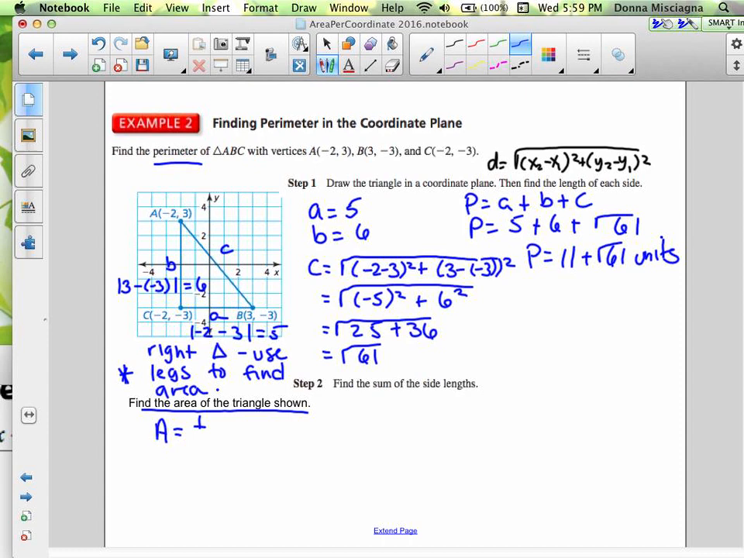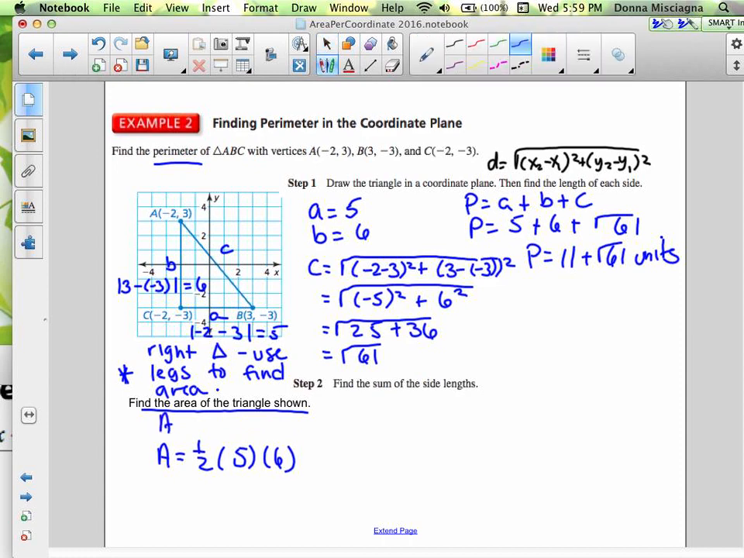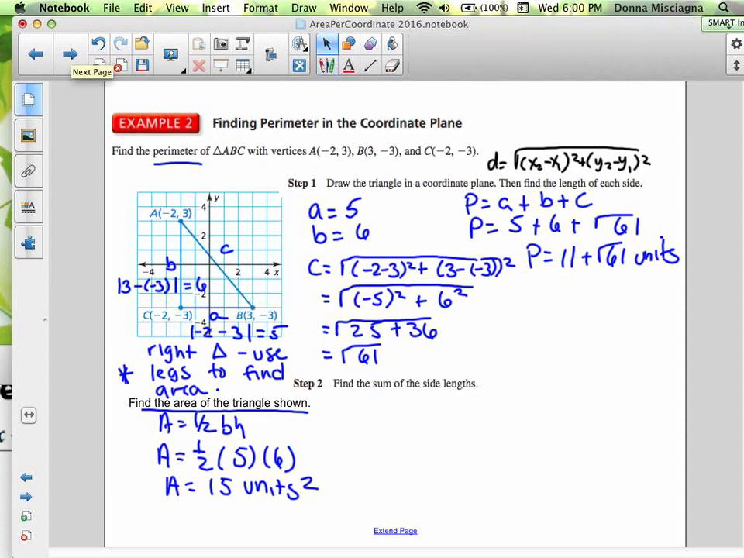So it's going to be 1/2. The legs of our triangle are 5 and 6. Actually, I probably should write the formula: 1/2 base times height. And that would be half of 30, or 15 units squared. And actually, if your third period did it, I think fifth period, I didn't do that problem. They have to make up a problem.